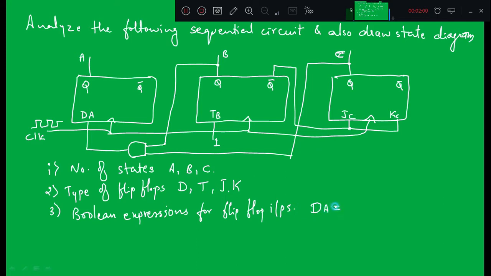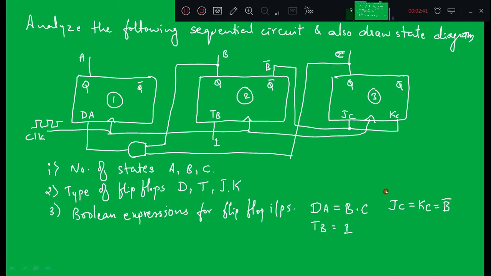DA. What is DA equal to? DA is the output of an AND gate, whose inputs are connected to B and C. So B dot C is the Boolean expression for DA. Next, TB is 1, all the time it is 1, and JC equals KC because both are shorted, and the shorted wire is connected to Q bar of which flip-flop? The second flip-flop, right? The second flip-flop output is B and its Q bar will be nothing but B bar. So JC equals KC equals B bar, right?